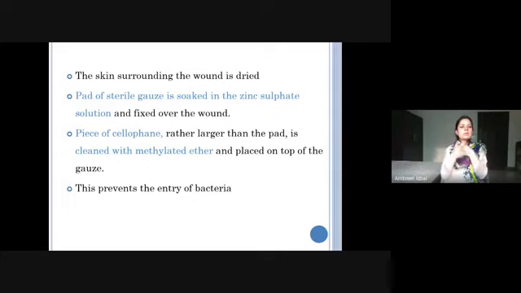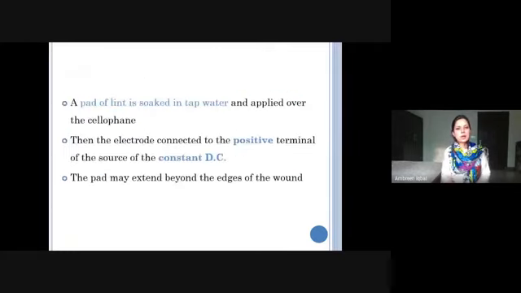I'm going to place a piece of cellophane that is larger in area so that I cover the gauze properly. The purpose is to prevent the entry of any more bacteria. A pad of lint is soaked in tap water and applied over the cellophane. Then the electrode is connected to the positive terminal. This electrode is going to be connected to the positive terminal of the source of constant current, and the pad may extend beyond the edges. So the pad should be in such a way that it covers all the edges of the wound.